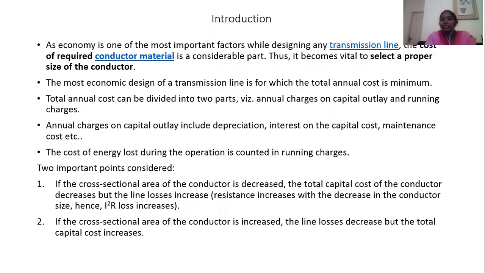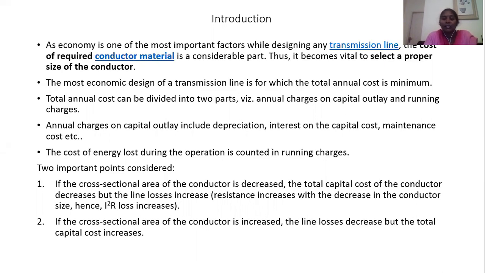So these are the two important things to be considered while designing the transmission line, from the economic point of view of the conductor size. Suppose the cross-sectional area of the conductor is decreased: the total capital cost of the conductor decreases. But as per the equation, R is equal to rho L by A, if the cross-sectional area is decreasing, obviously resistance increases.